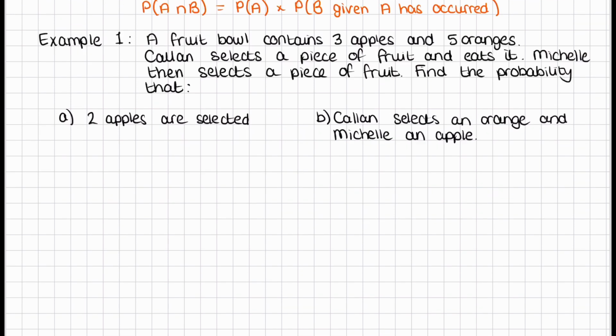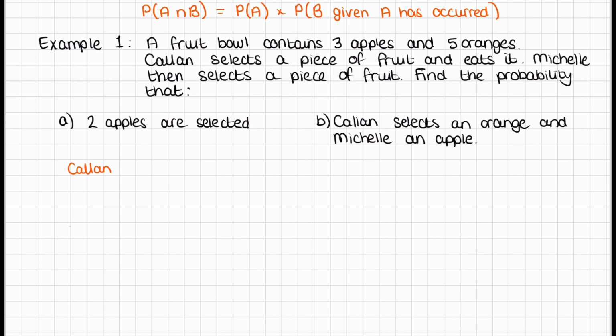So first example, a fruit bowl contains 3 apples and 5 oranges. Callan selects a piece of fruit and eats it. Michelle then selects a piece of fruit. A, find the probability that 2 apples are selected, and then B, Callan selects an orange and Michelle an apple. So with this, I'm going to draw a tree diagram because it's the easiest way to represent this information.